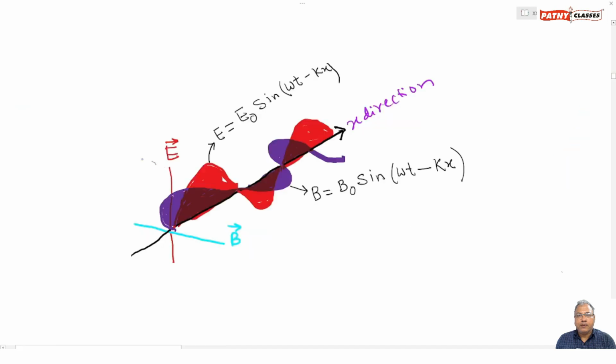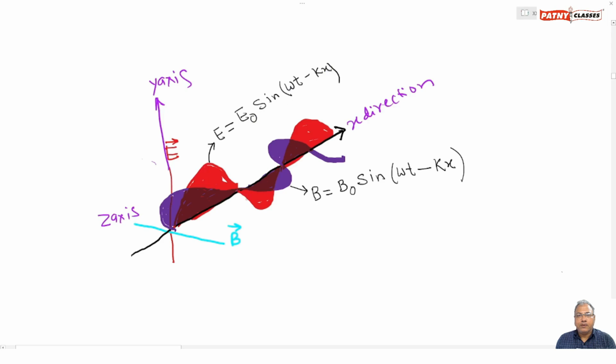So this is the y-axis and this is the z-axis, and the resultant electromagnetic wave is propagating along the x direction. The expression for the electric field is given by E equals E naught sin(omega t minus kx).